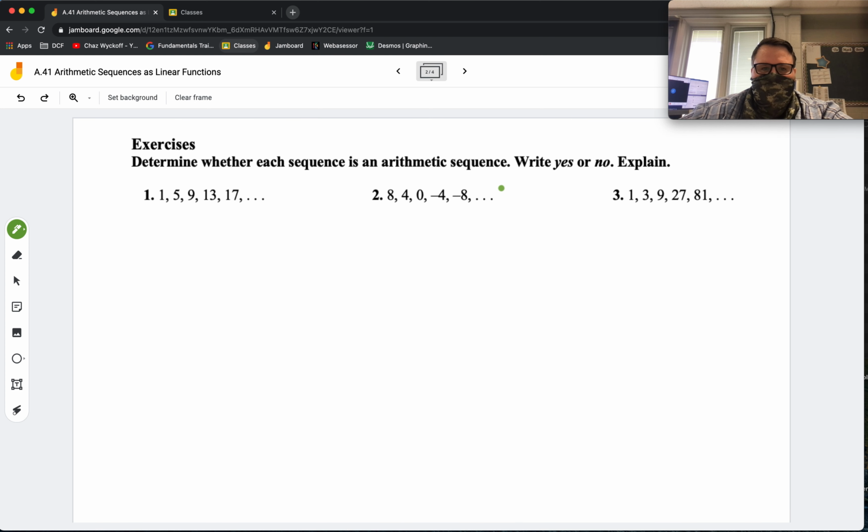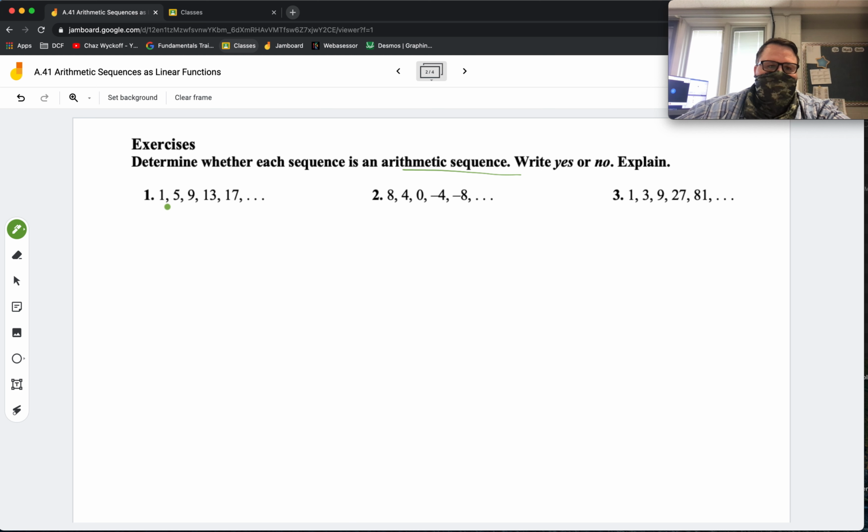So we're going to do a couple examples together. I'm going to do 2, and I'm going to leave the 1 for you guys. Determine whether each sequence is an arithmetic sequence, yes or no. I don't need you to explain. Just tell me if it is or not.